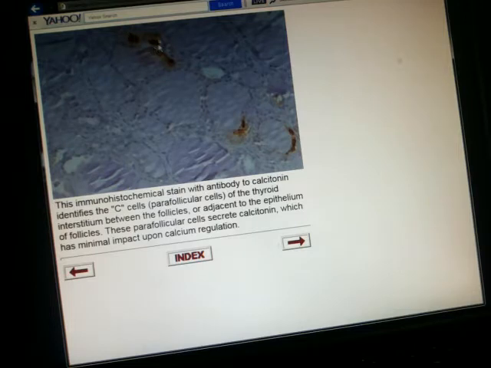These are the C cells or parafollicular cells highlighted by immunostain, which is an antibody against calcitonin. C cells normally secrete calcitonin, so to demonstrate it, we can use an antibody against calcitonin, which concentrates on these cells, and then we can visualize it easily.